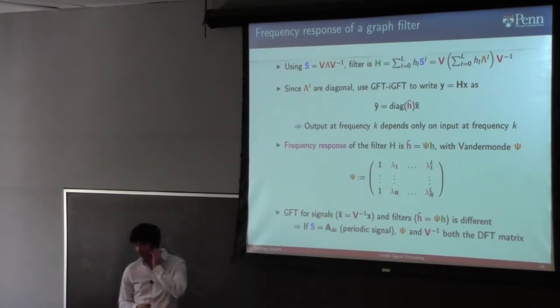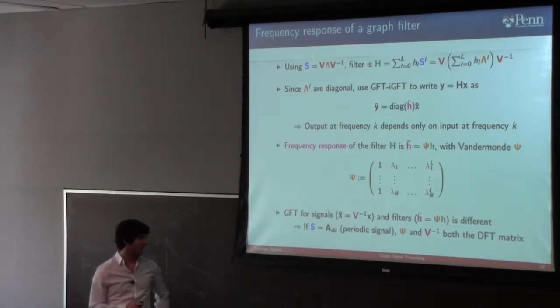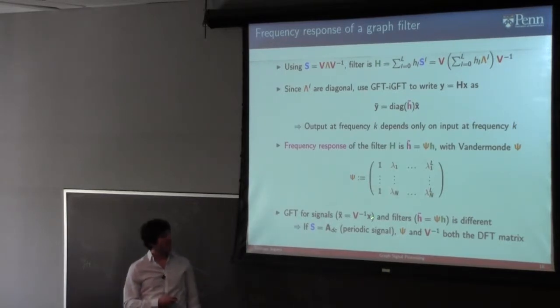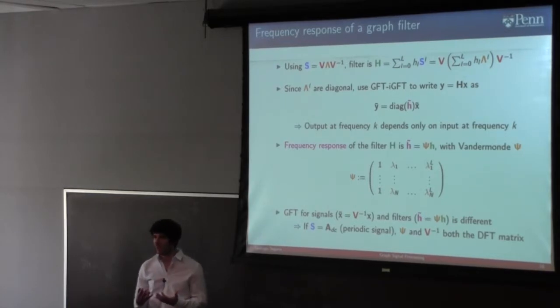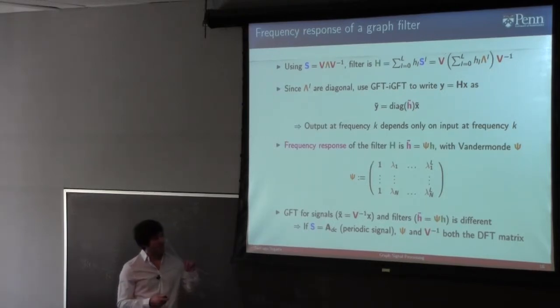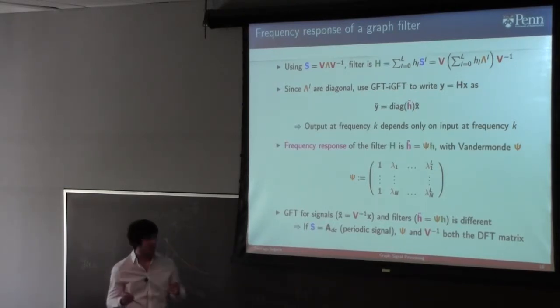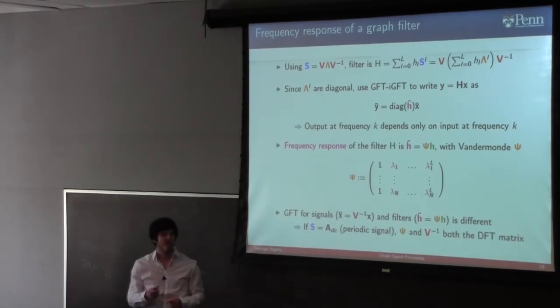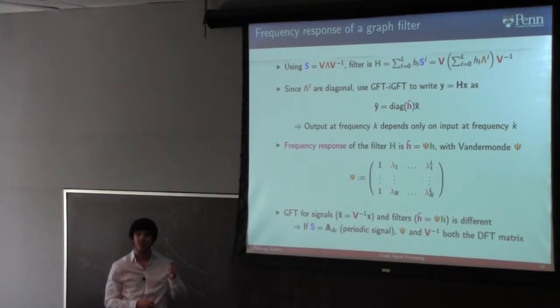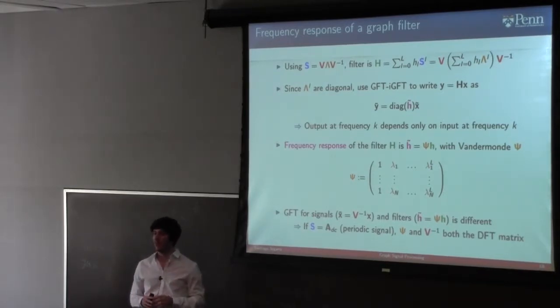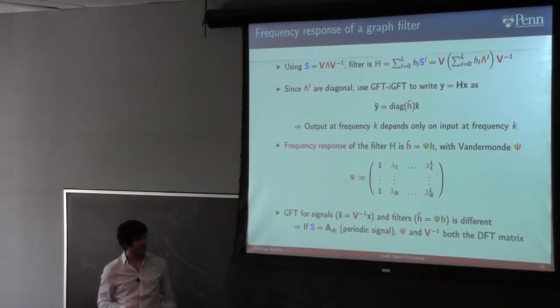Here, a word of caution. And this is actually a very interesting curiosity, if you want. So I told you that to transform signals into the frequency domain, just apply V inverse. That's the GFT. But to transform a filter response to the frequency domain, I'm telling you to apply psi. But in signal processing, you do this applying the DFT both times. What's going on here is that there's a huge coincidence: for the particular graph of the directed cycle, these two matrices, one of which depends on the eigenvectors of S and the other on the eigenvalues of S, are the same, and they are the DFT. For general graphs, we have this decoupling, and of course, this brings consequences in the theory. But that's a good thing to have in mind.